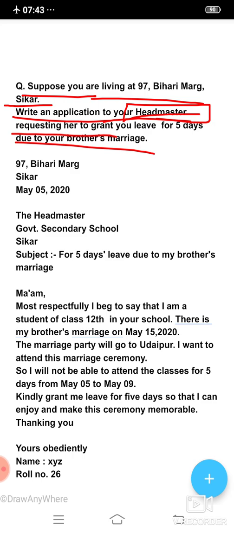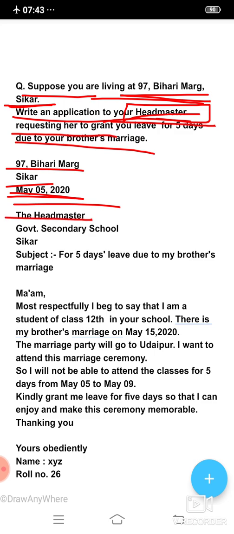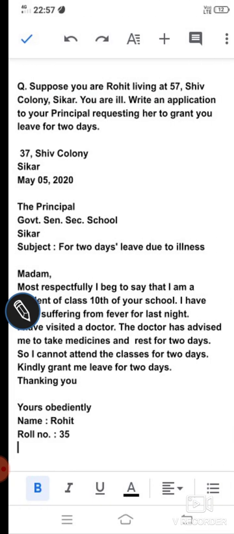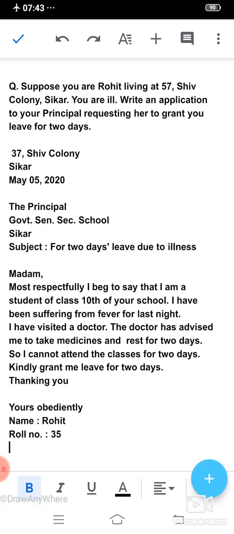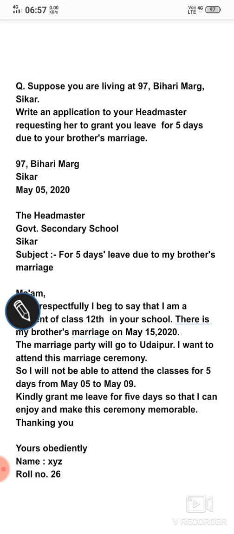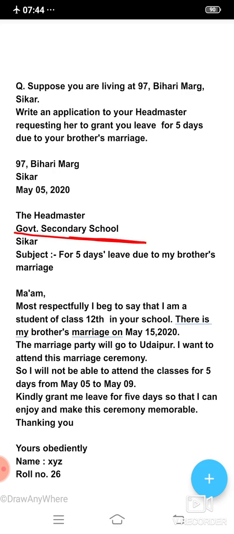The first thing which we have to write is the sender's address, that is 97 Bihari Marg, Sikar, which has been given in the question. After the sender's address we write the date, leave one line and write the receiver's address. And who is the receiver here? The Headmaster. We can write Headmistress also because the person who is going to get this letter is a lady. Government Secondary School, Sikar. In the previous example we wrote Government Senior Secondary School because the post is of a principal, and in this question we are using Government Secondary School.